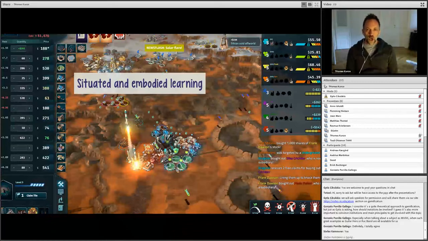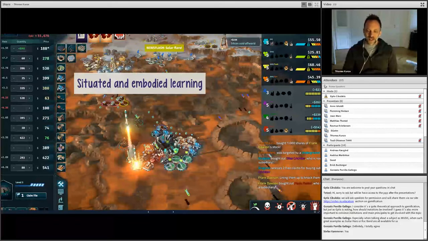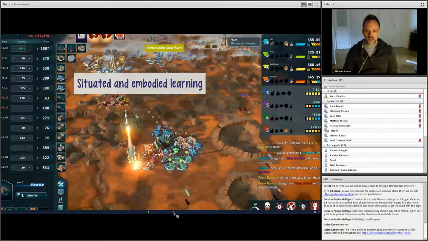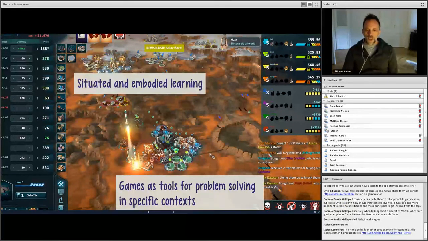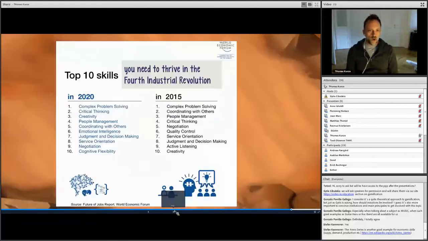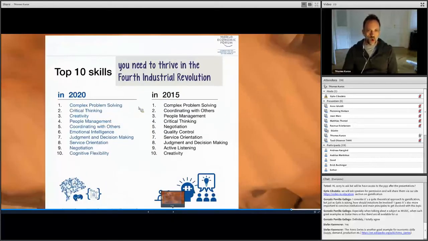So if you play a game like this, you play within a clear situation. So your learning is situated and it is embodied. So what you learn within the game makes sense within that game setting, and as you can see here, it also can be translated or applied for a real world similar setting. There are games that can be used as tools for problem solving in specific contexts. So I'd say that the use of commercial games makes sense for a setting like the one we are working on when it comes to vocational training.